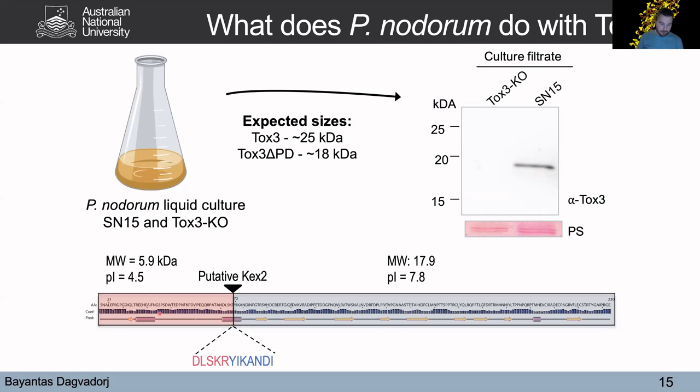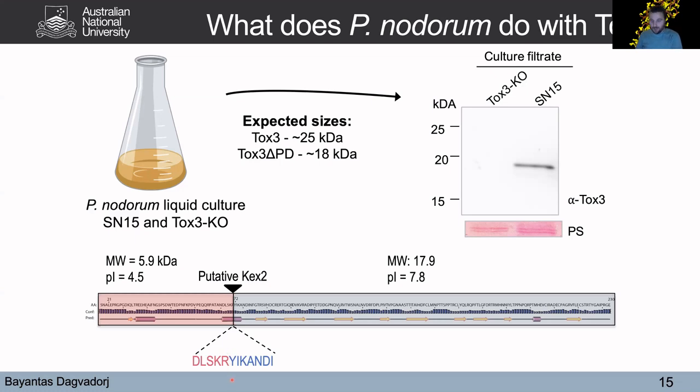And what we could see was that the protein that we were picking up was actually tox3 without this predicted prodomain. And when we had a close look at this, and also went back and looked at the paper that came out from Tim Friesen's lab about this, they actually talked about this putative KEX2 cleavage site. And this was exactly where we were seeing the protein being degraded that formed crystals.